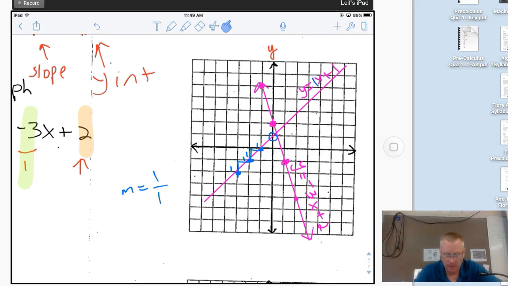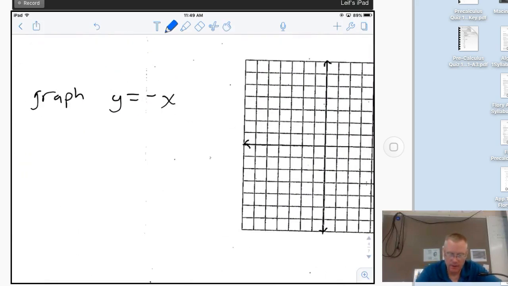So that's how you could do that. Next, y equals -x. All right, so what's the y-intercept? There's none, Mr. Fleury. Well, now, how about now? Is there a y-intercept now?